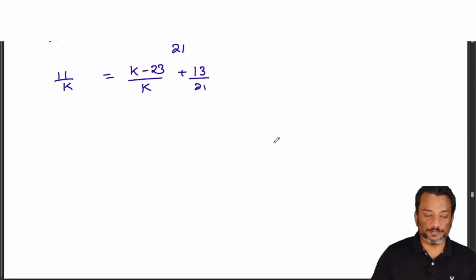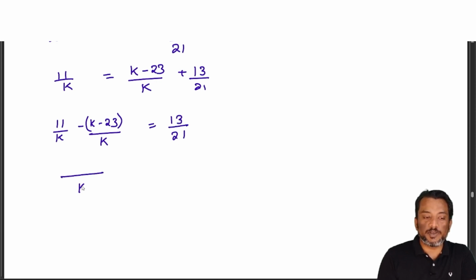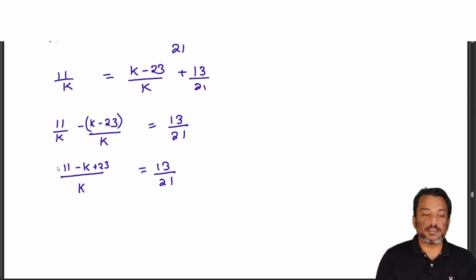So now you can bring all the constant terms to one side. So you can say 11 over k minus 23 over k is equal to 13 over 21. Taking k as the common term, it will come as 11 minus k plus 23 over k, is equal to 13 over 21. Now 11 and 23 get added, so you will get 34 minus k over k is equal to 13 over 21.